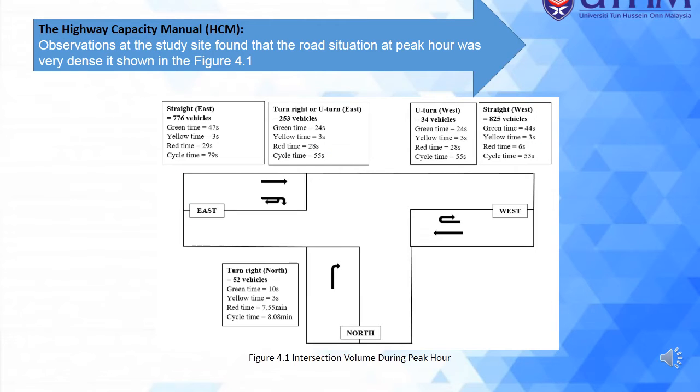The Highway Capacity Manual (HCM). Observation at the study site found that the road situation at peak hours was very dense. It is shown in Figure 4.1.